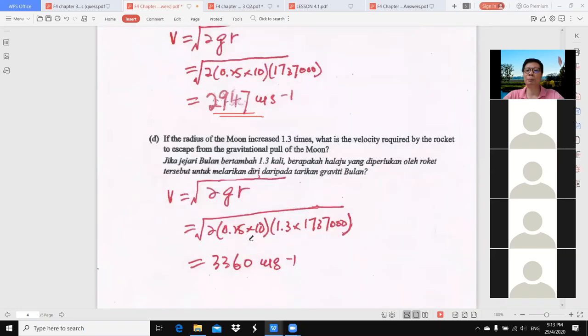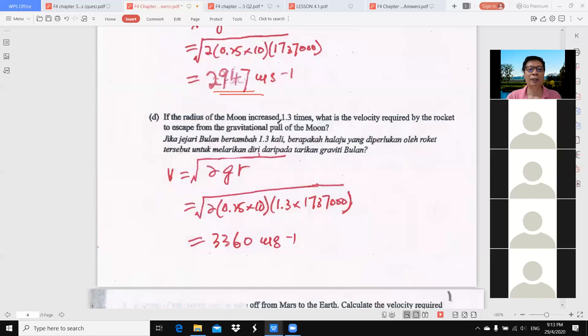All right, D. Another question. If the radius of the moon increased 1.3 times, let's say we assume the moon now becomes 1.3 times bigger. So the only difference, same law, you see, the gravity is still the same, 0.25 times 10. And this radius now becomes 1.3 times just now this value. Okay? So you calculate.